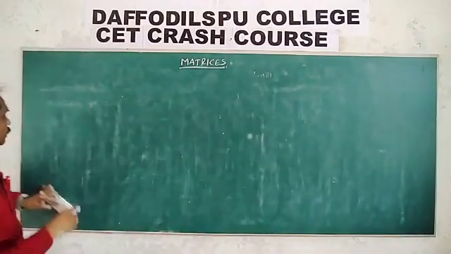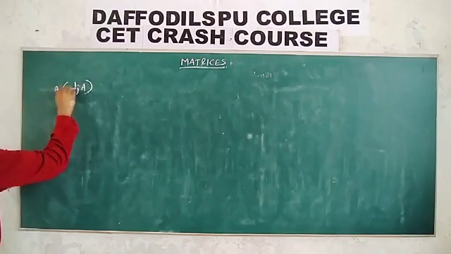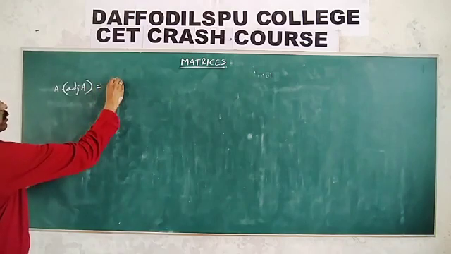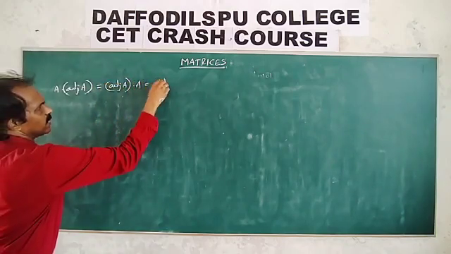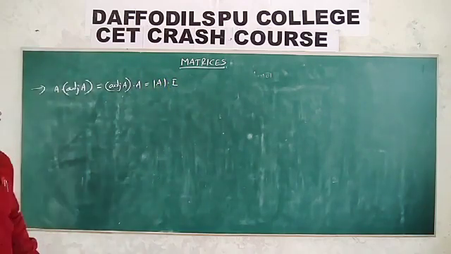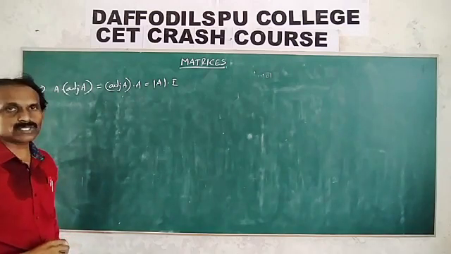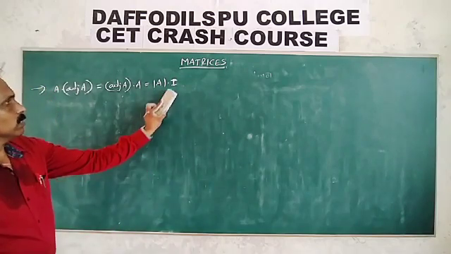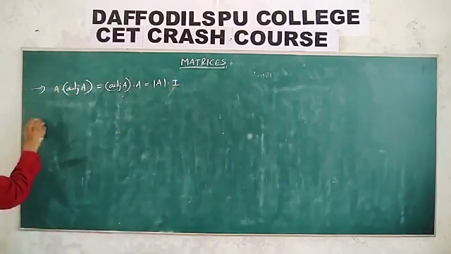And we know A into adjoint A is equal to adjoint A into A, which is equal to det A into I. This is the theorem. A into adjoint A is equal to adjoint A into A is equal to det A into I. Right? Next one.